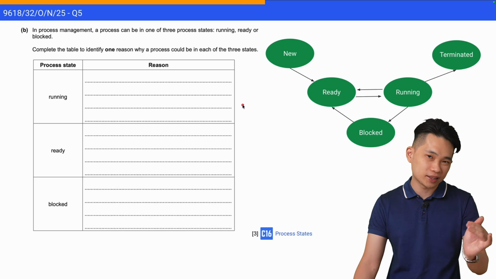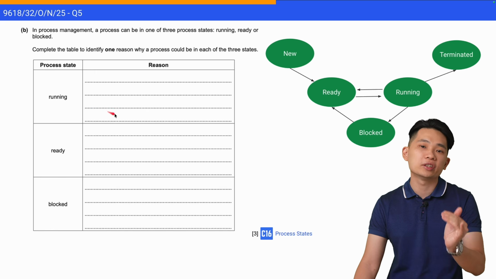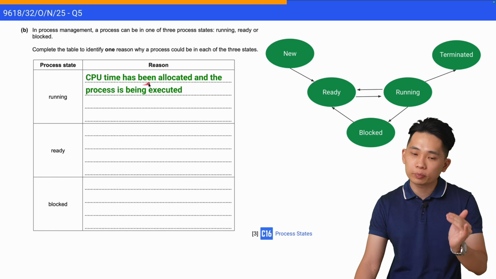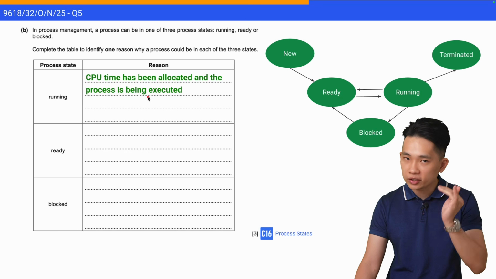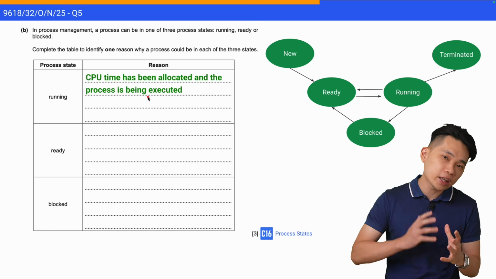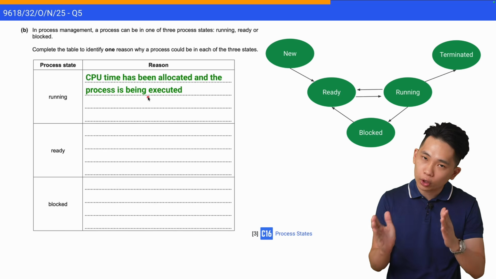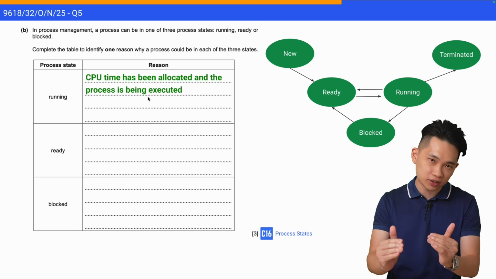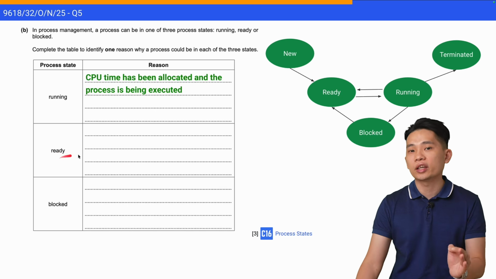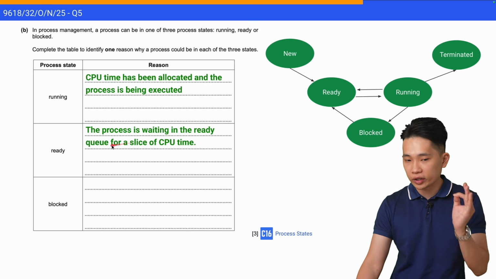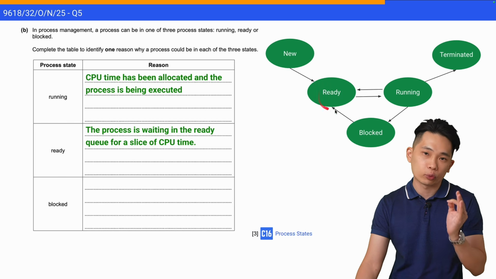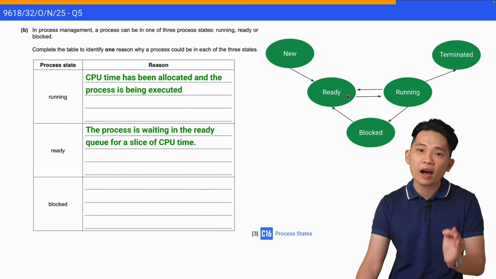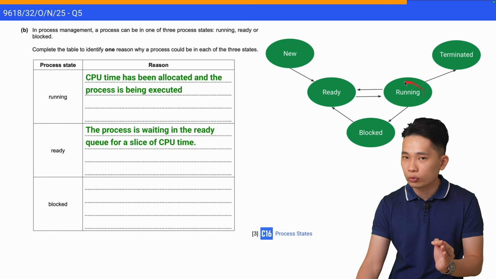When the process is in the running state, the reason is that CPU time has been allocated and the process is being executed. It just means that the process is able to run now since we have allocated resources to the process. When it's in the ready state, the process is waiting in the ready queue for a slice of CPU time. If you look at the diagram here, the next state after the ready state will be the running state.